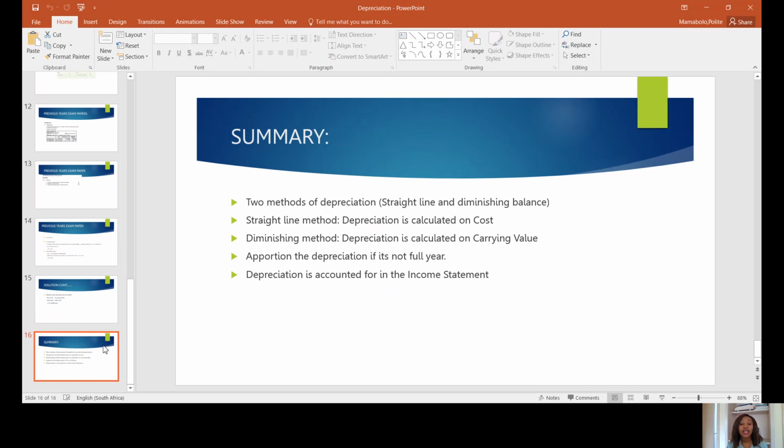The takeaways from this topic is we have two types of depreciation methods, the straight line method as well as the diminishing balance method. If you're using straight line, it's straightforward. Your depreciation will be the same throughout the years, and the depreciation is calculated on the cost. If you're using the diminishing balance method, the depreciation is calculated on the carrying value. And if you're not depreciating your asset for the full year, you need to apportion. And finally, depreciation is an expense and it goes through the income statement, and always remember to debit it.